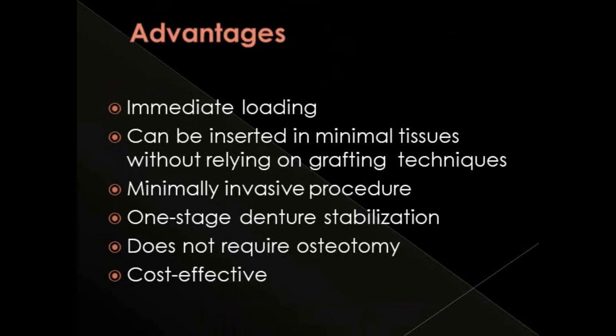Coming to advantages, mini dental implants can be used for immediate loading. They can be inserted in minimal tissue, so there is no need for extra grafting techniques or ridge augmentation procedures, and this is usually a minimally invasive procedure. It can be used for one-stage denture stabilization. It does not require any osteotomy, only a single pilot drill is enough, and this is a cost-effective technique. Usually these mini implants are placed by a simple technique, especially in patients with a narrow ridge that is too narrow for conventional implants. So these are the advantages of mini implants.